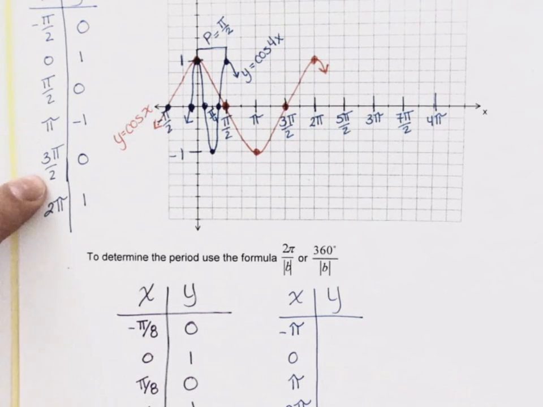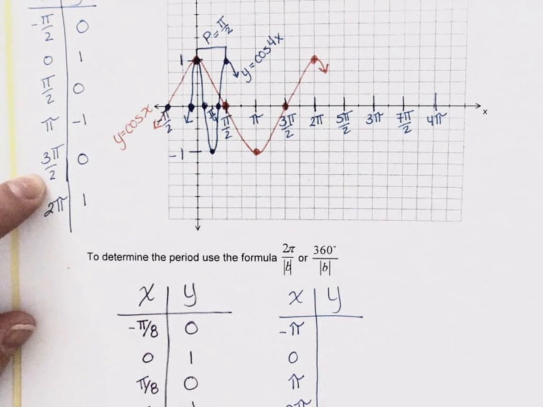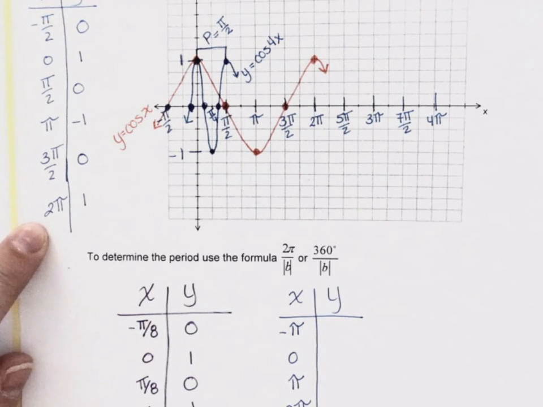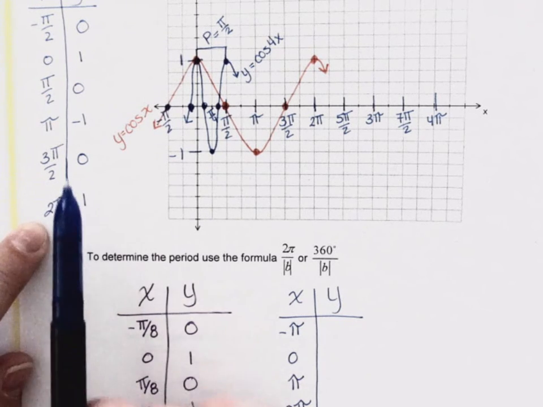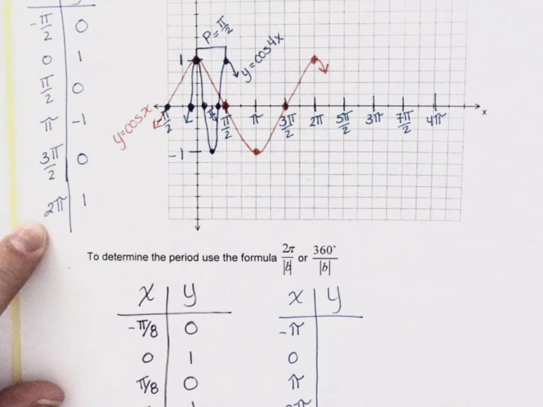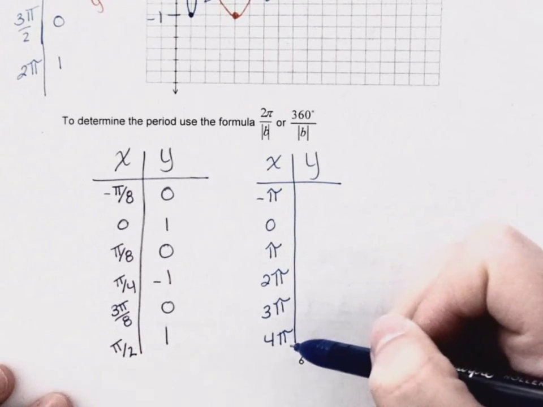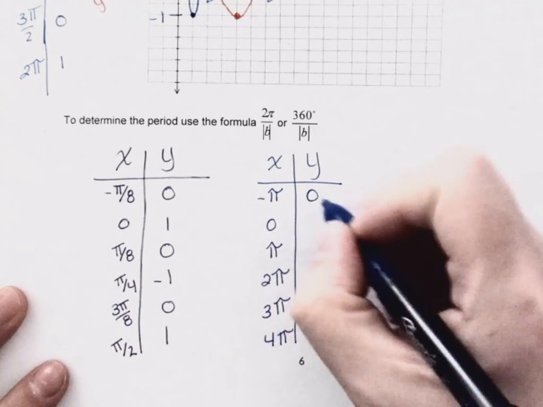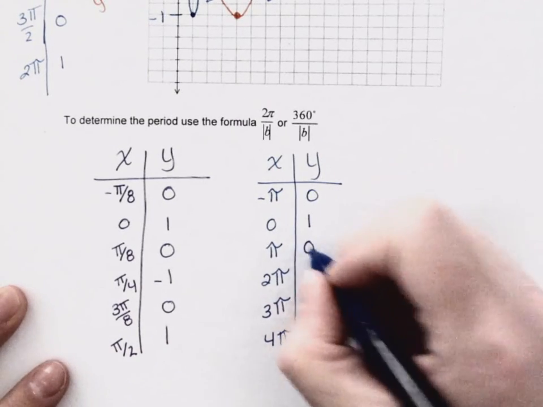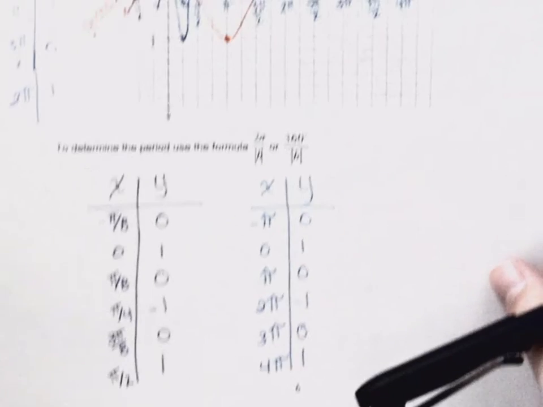3 pi over 2 times 2, hopefully it's 3 pi. Hopefully it's not cross multiplying. Okay, 2 pi times 2 is 4 pi. So what do you notice? Everything's going up by pi this time. So we're just not going to put that one on.